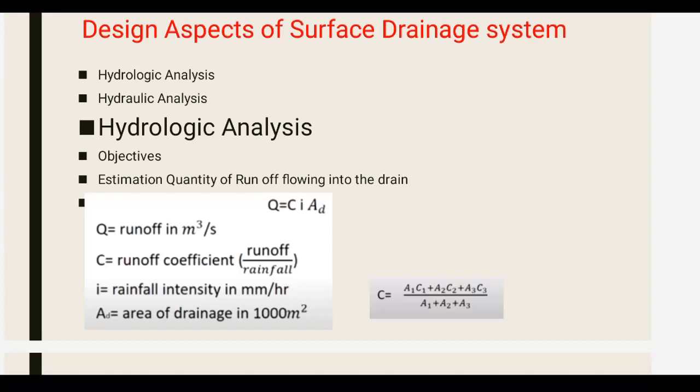And next is the AD, the area or drainage area from which the surface water is expected to flow to the side drain. It is determined with the help of contour maps or by studying the topography of the drainage area, and this is expressed in units of 1000 square meter to obtain the value of AD.